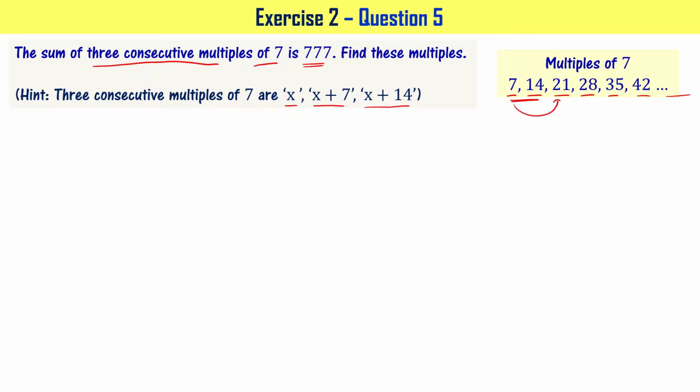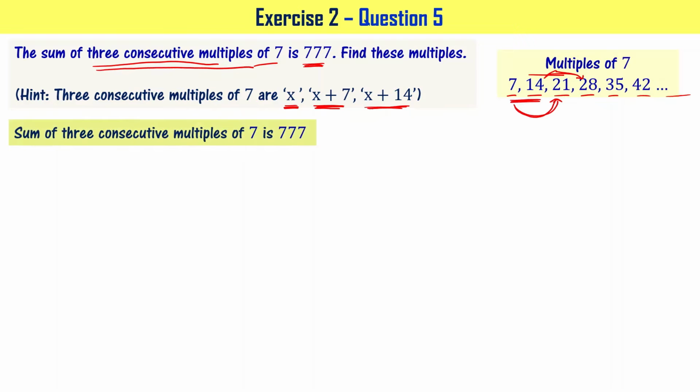Same is true. The difference between 21 and 14 is 7, and the difference between 28 and 14 is 14. For that reason, the hint is given like this: x, x plus 7 and x plus 14, right? The difference between the first two numbers is 7. That's why when I say the first number is x, the second number is going to be x plus 7, right? So the difference between the first number and third number is 14. That's why the third number is written as x plus 14. Got it? Now the problem statement says that the sum of these three numbers is 777, right?